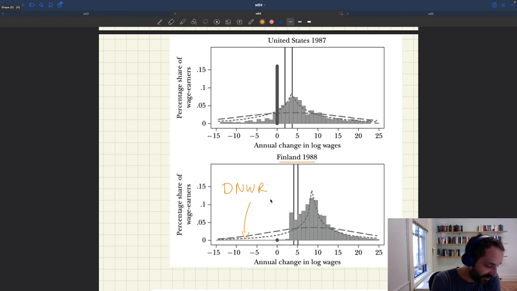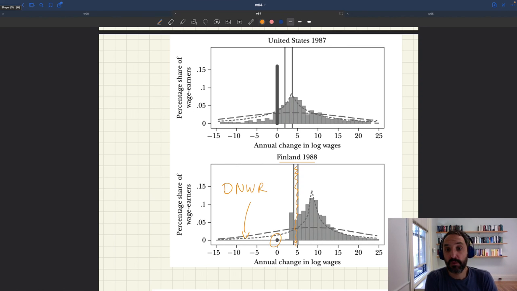There are absolutely no wages that are cut. But what's also interesting is that there is not really a mass at zero. There is a little mass here, but it's very tiny. So you don't really have that big mass of wages that are just frozen. So that's kind of interesting. On the other hand, wages tend to go up in Finland during that time. And these two lines here show inflation during that time. And so you can see that wages tend to increase more than inflation in Finland in 1988. So you have an increase in real wages in general.